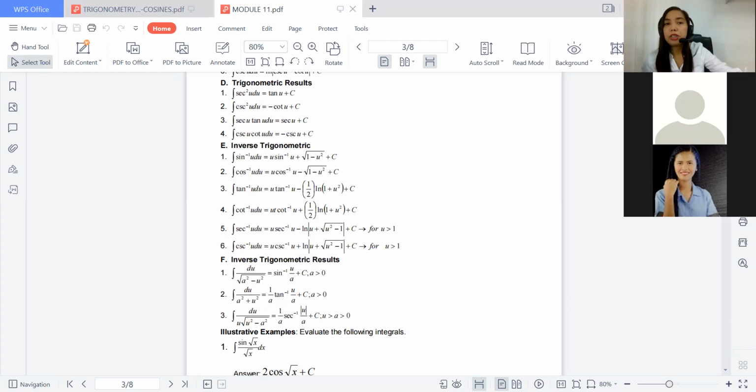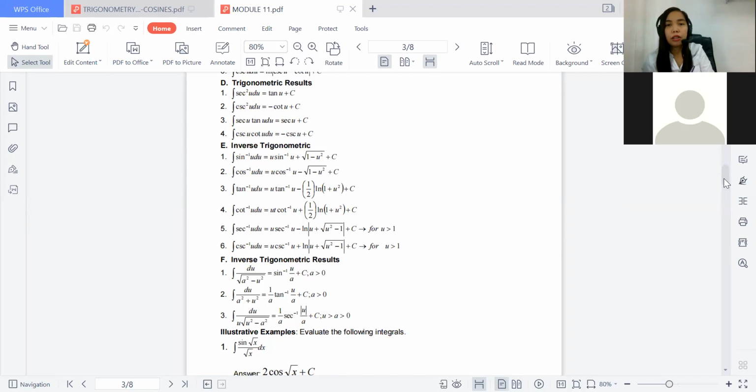The integral of inverse sine u du is u inverse sine u plus the square root of 1 minus u squared plus c. Once you get your u, just follow the format o yung pattern. Okay, and then simplify the answer if possible. Yun lang lagi, class.